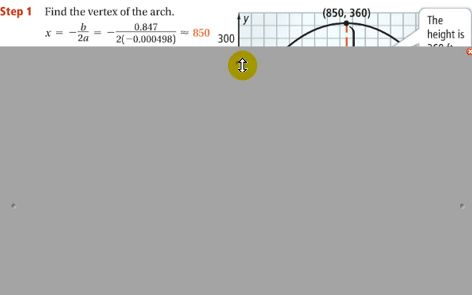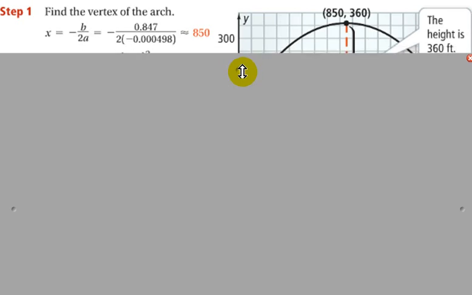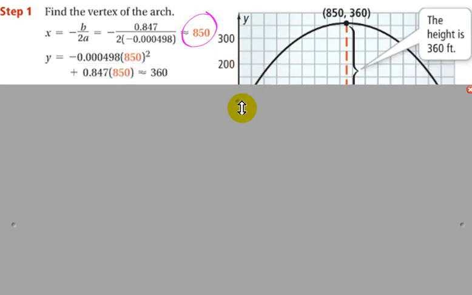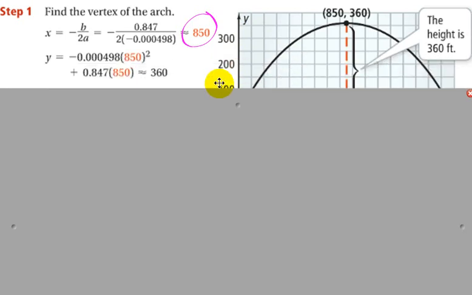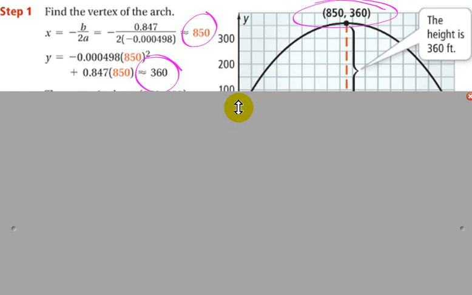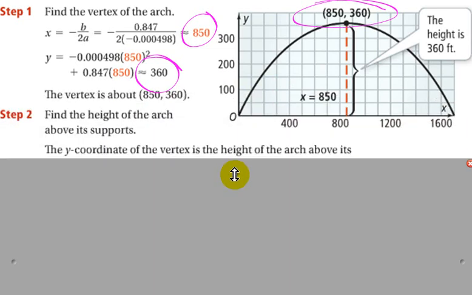So you're going to plug it into our x equal negative b over 2a, and when you calculate that, you get 850, approximately. They're rounding up a little. So 850. Then you plug that 850 into your original equation, solve it, and you get around 360. So there's your vertex, 850, 360. And when we plot that, we know when it's a negative a, it's downwards facing. So there's your vertex.